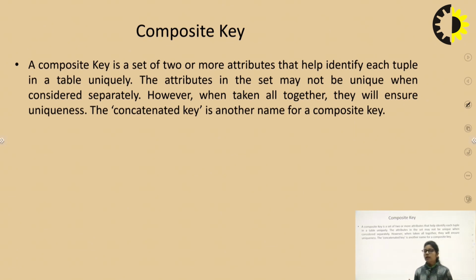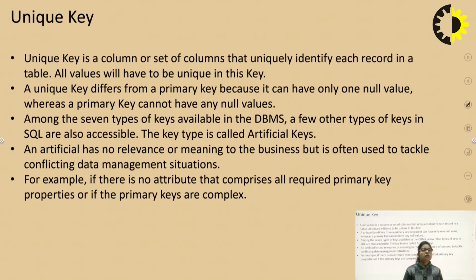The concatenated key is another name for a composite key. Next one is unique key. Unique key is a column or set of columns that uniquely identify each record in a table. All values will have to be unique in this key.